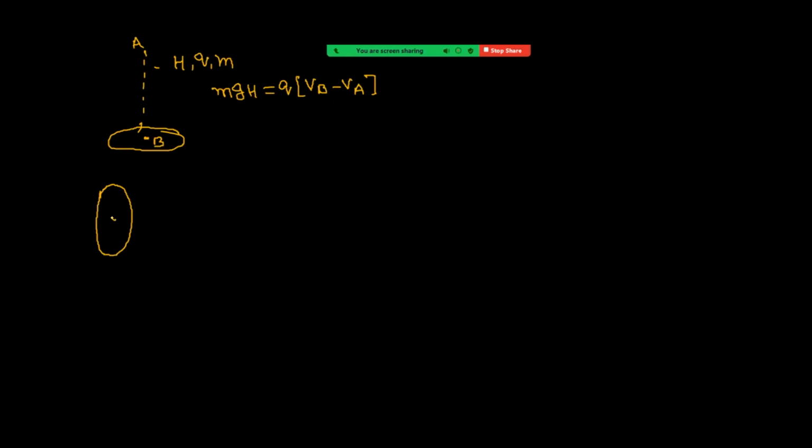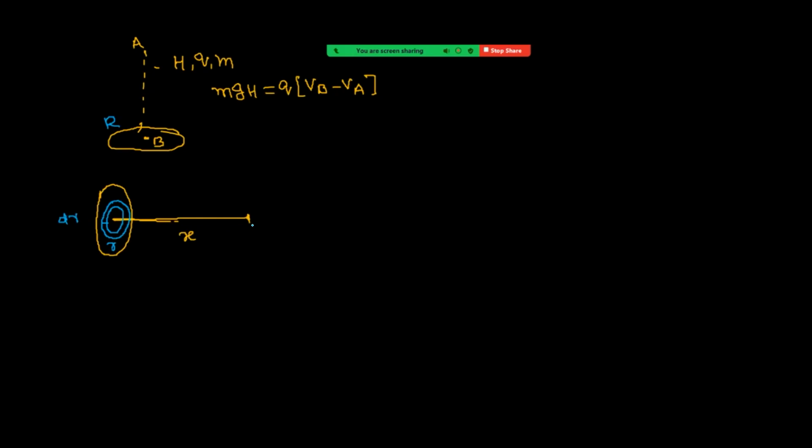This is now the disk. We want to calculate the potential on the axis at some point, suppose at distance x. Remember, this disk can be taken as a combination of rings. Let the disk radius be capital R. Now take a ring of radius small r and width dr.